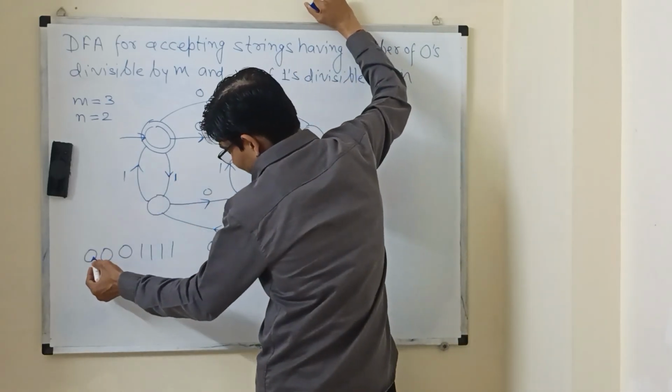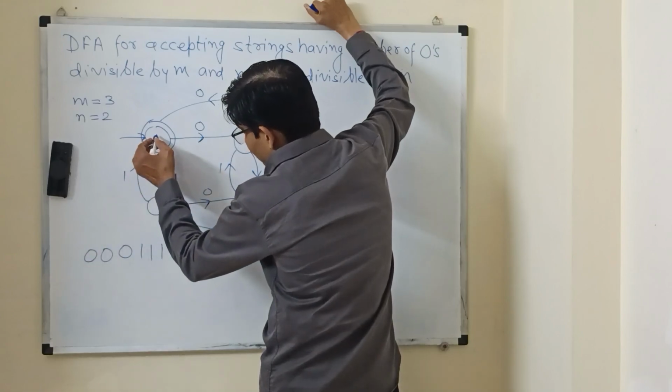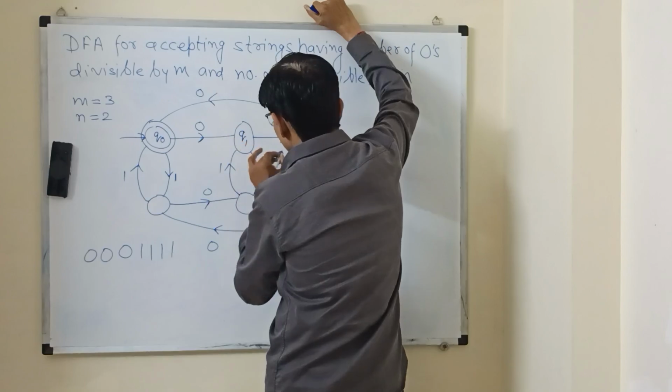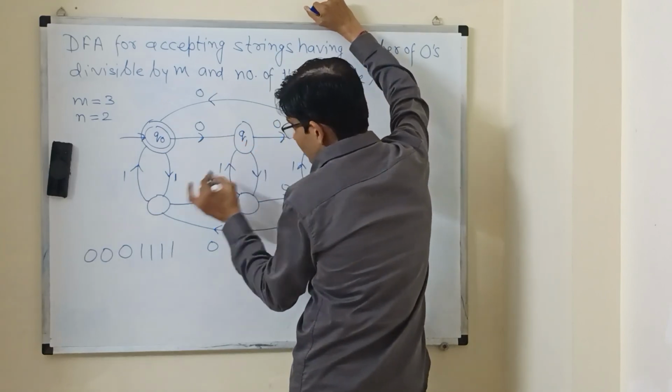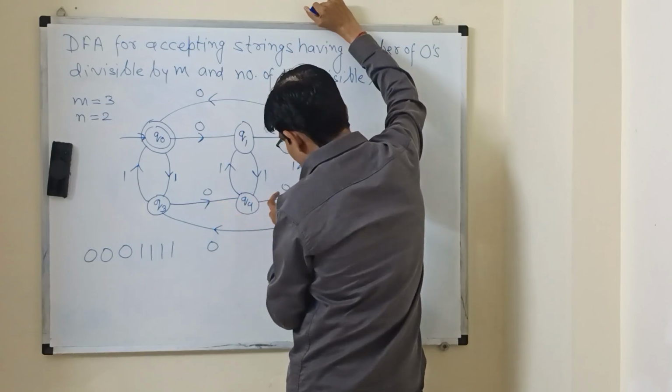So let's see whether it is accepting or not. So we are on this state Q0, we are on Q1, Q2, Q3, Q4, Q5.